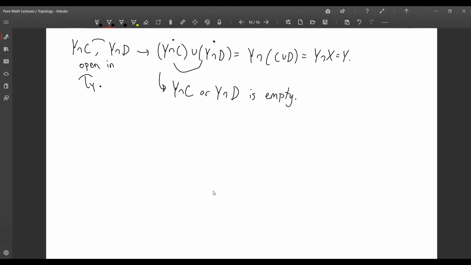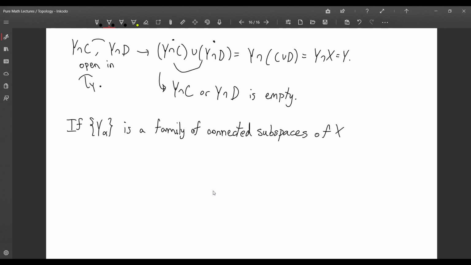The next thing is if we have a family of connected subspaces of X, and the intersection of this family, so let's say the index set here is A, the intersection of this family is not empty, so this family shares a common point, then the union of this family is connected.